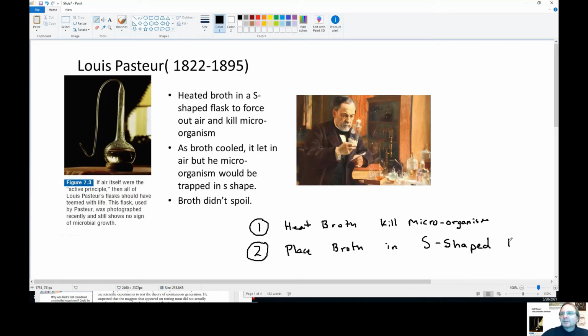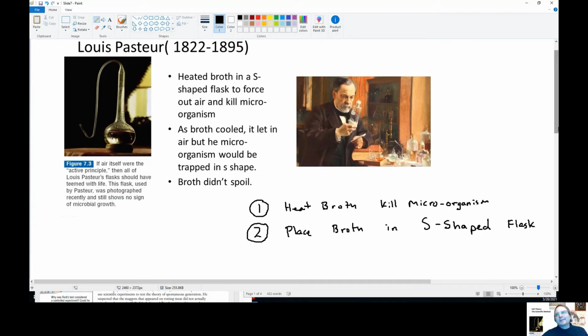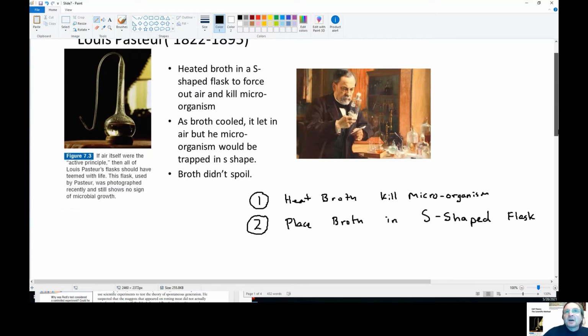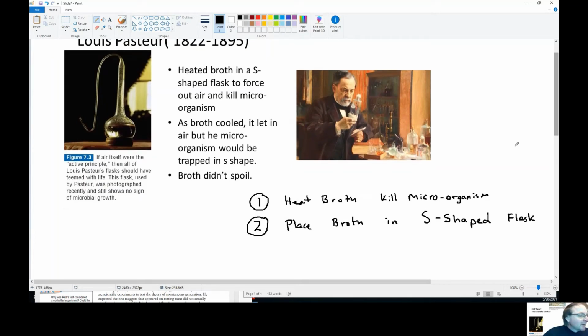S-shaped flask. His classic S-shaped flask. Lets in air. Again, there is no active principle, but oh, maybe there's some active principle in the air. No, there's not, because the air could easily get in there. So air can come in, no problem. But microorganisms get trapped. Ta-da.